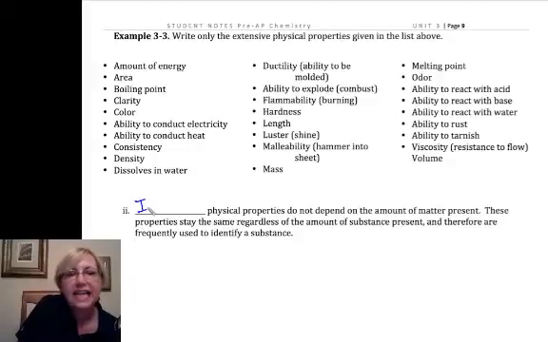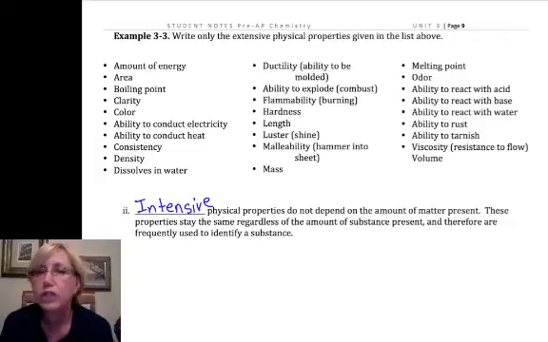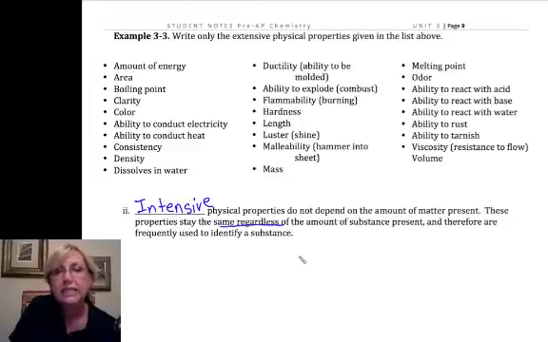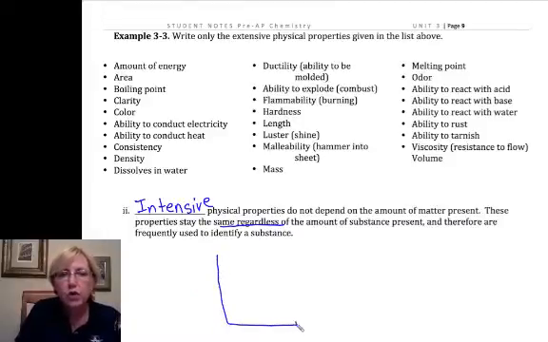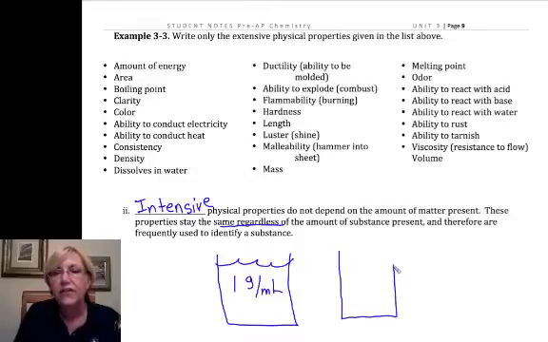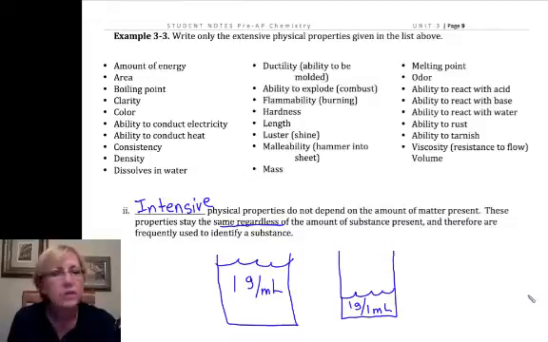The next are intensive physical properties. Intensive physical properties do not depend on the amount of matter present. They are the same regardless of the amount of substance present. For example, if you wanted to know or measure the density of water, and we have a full glass, at room temperature, it's close to 1 gram per milliliter. Close enough for us to call it that for now. Now, if I had less water, the density is still 1 gram for every 1 ml. It's been normalized to a milliliter. So it doesn't matter how much we have. It's the same amount per milliliter.